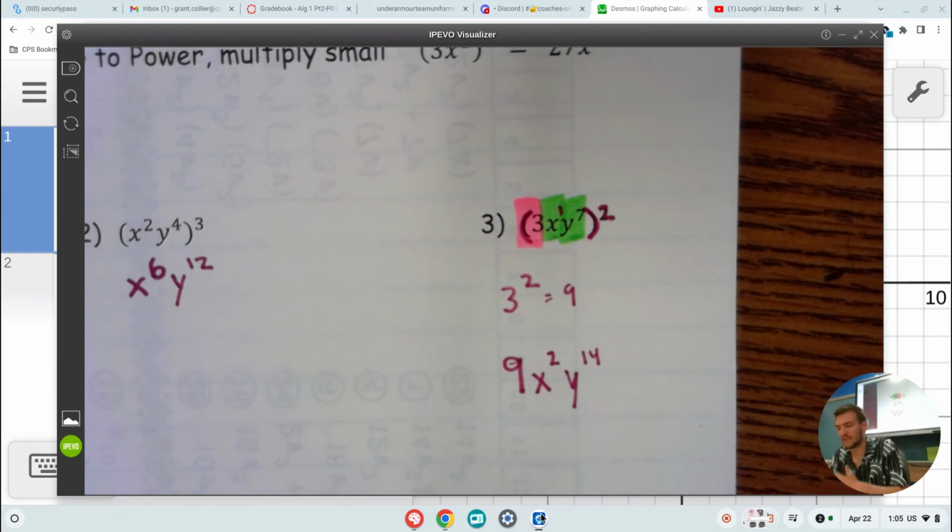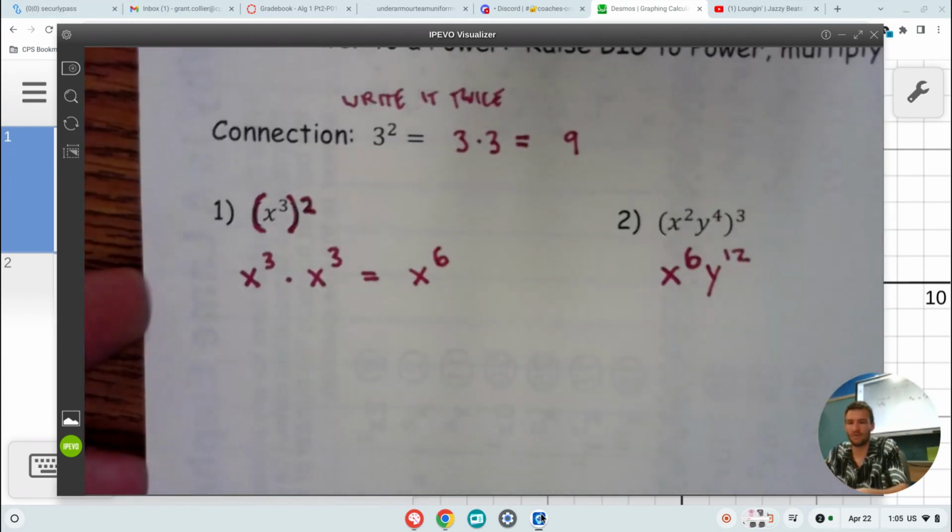Okay. So the numbers and the letters work differently. With the numbers, you're still going to square it. You're still going to cube it, just like normal. But when it comes to the letters, it's different. It's a little bit easier. It's a little bit downgraded.